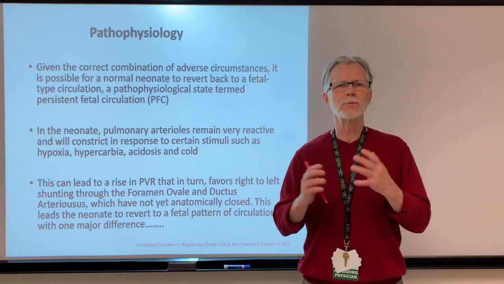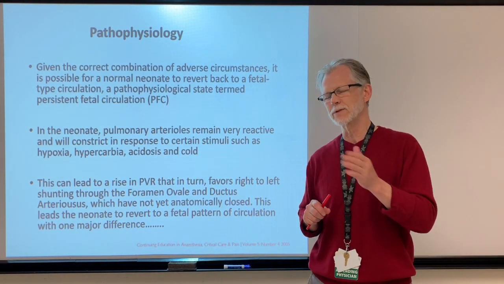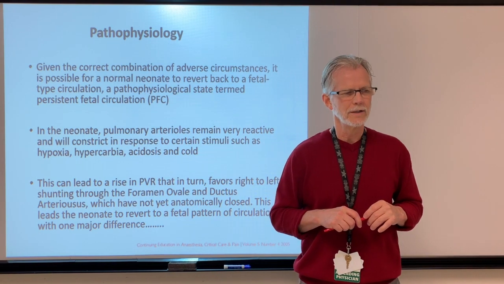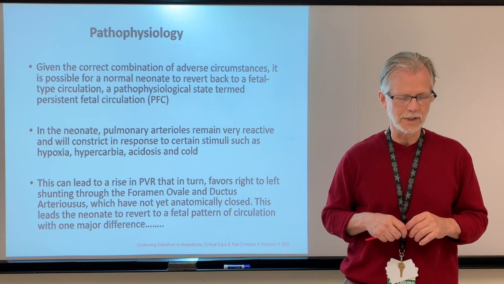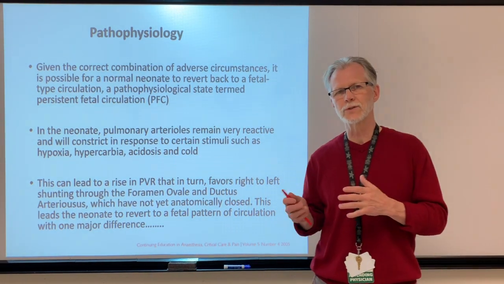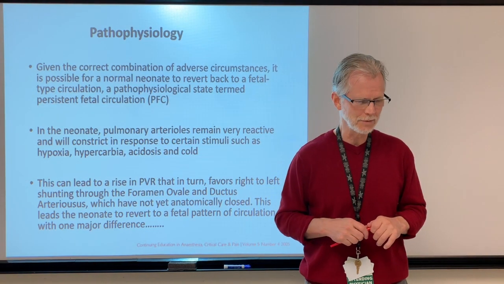There are abnormal circumstances that can result in this transition from fetal to neonatal life to either not occur or to actually revert to fetal life. That's called persistence of the fetal circulation, or actually regression to the fetal circulation sometimes.